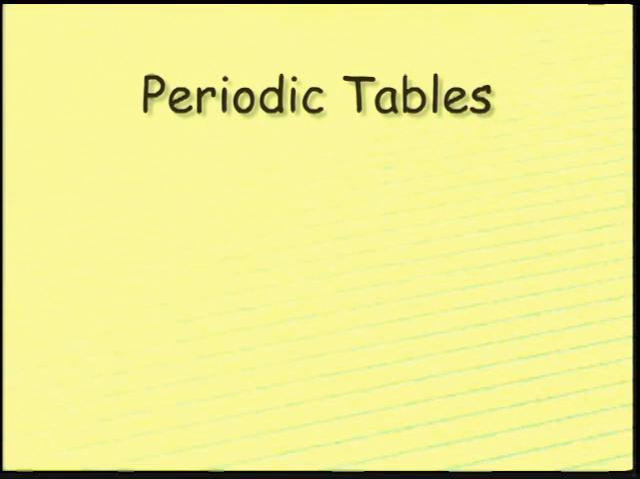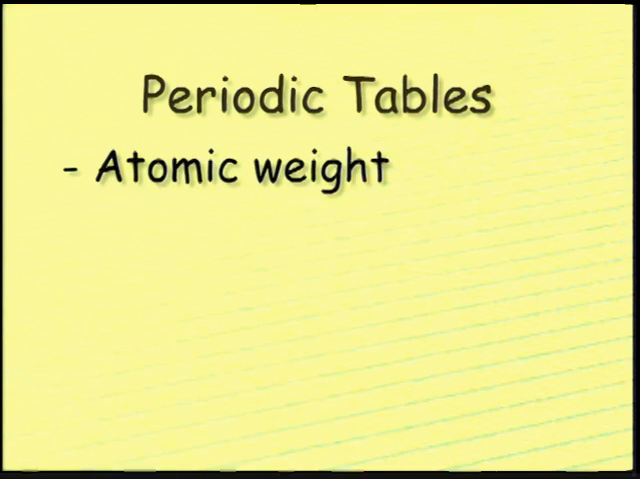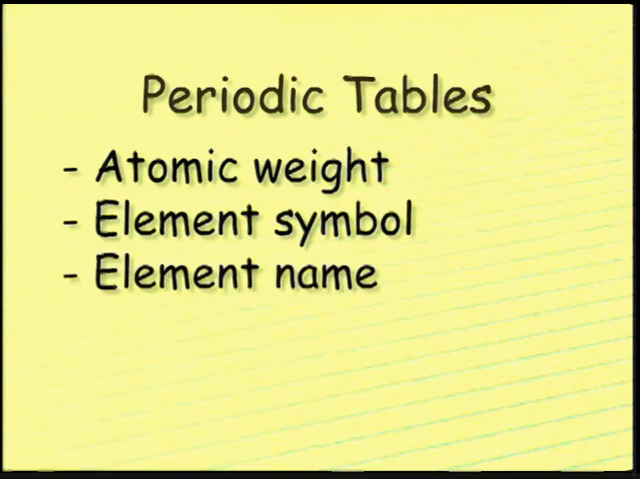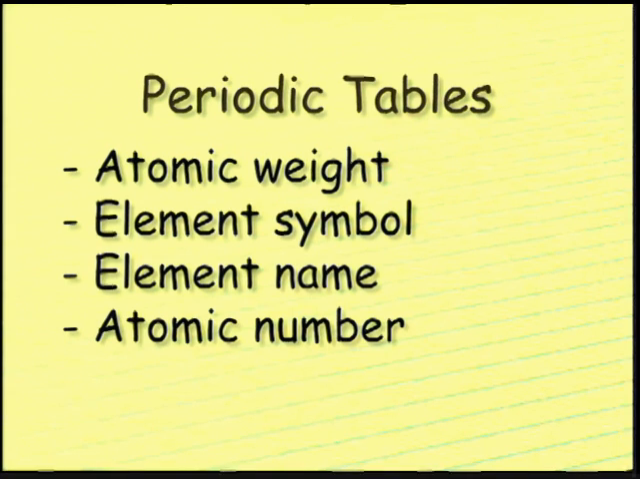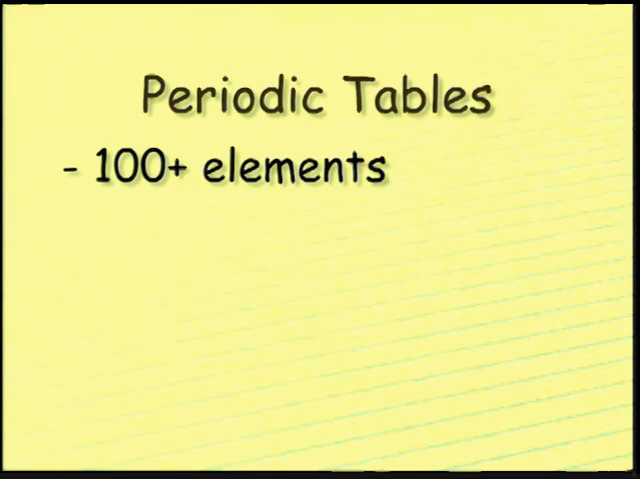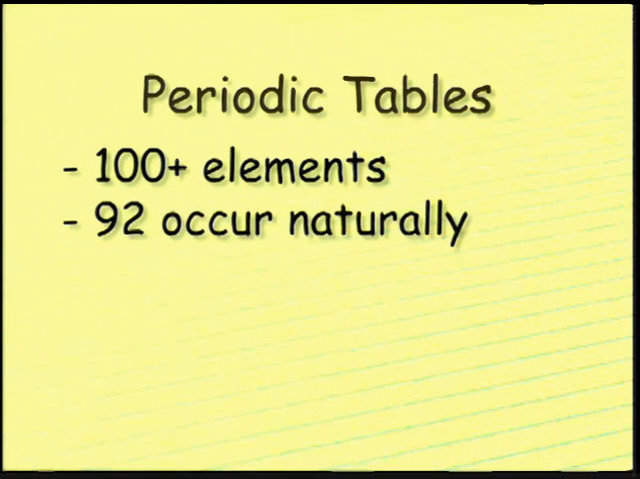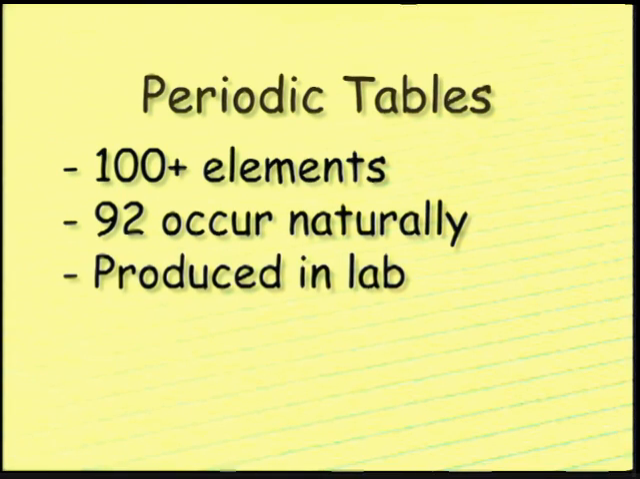The 4 basic kinds of information included in almost all periodic tables are the atomic weight, the element symbol, element name, and atomic number. There are more than 100 elements known, 92 occur naturally, and the others have been produced in the laboratory.